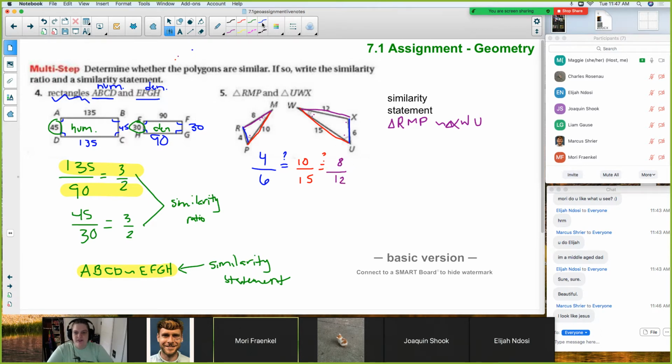So we just need to double check if all of these actually reduce to be the same value, which, let's see, 4/6 is actually 2/3, and 10/15 is 2/3, and 8/12 is also 2/3. So they are equal, and so therefore we do know that they're going to be similar. And we've got our similarity statement, and our similarity ratio is 2/3.